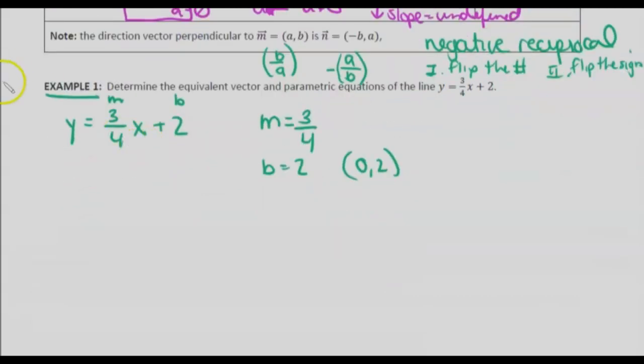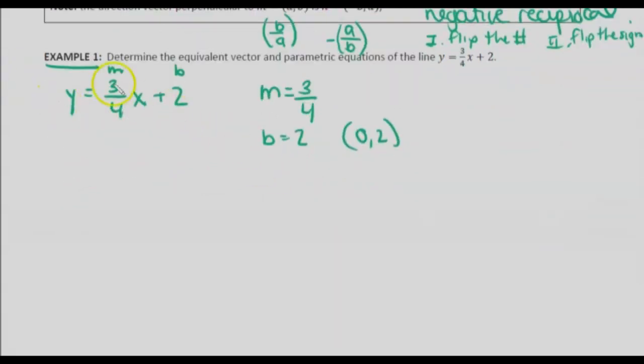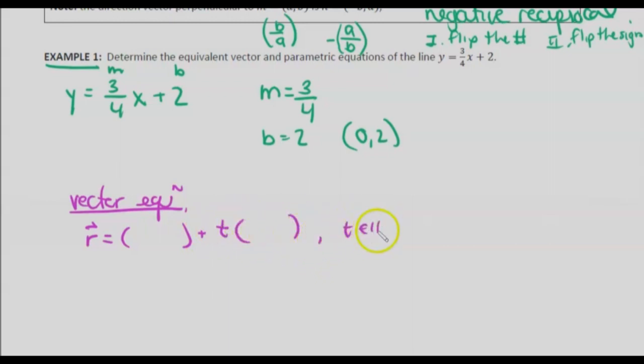Okay, so when we think about this, let's do the vector equation first. Okay, vector equation. We're going to have vector r equals. We need a point, and then we need some parameter, and then we need a direction vector, such that t is an element of the real number system.